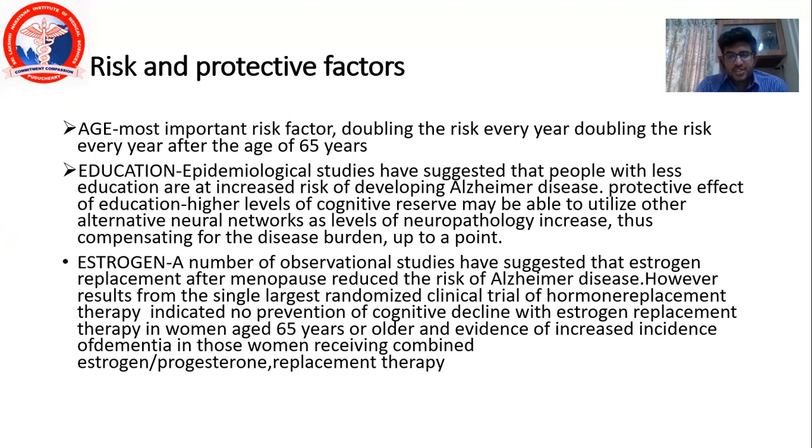So estrogen hormone replacement therapy after menopause has also been shown to reduce the risk of Alzheimer's disease. However, the results from the largest RCTs of HR therapy indicated no prevention of cognitive decline with estrogen replacement therapy in women aged 65 or older, and evidence of increased incidence of dementia in those women receiving combined estrogen-progesterone replacement therapy. So there is a mixed view on the role of estrogen in preventing Alzheimer's disease.